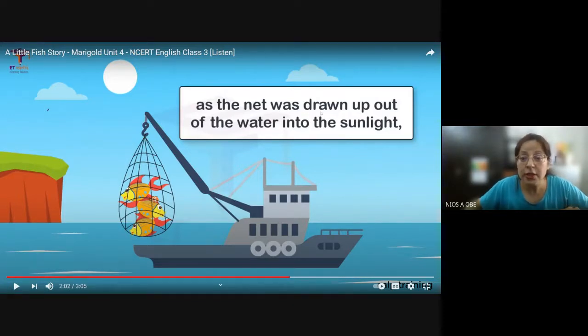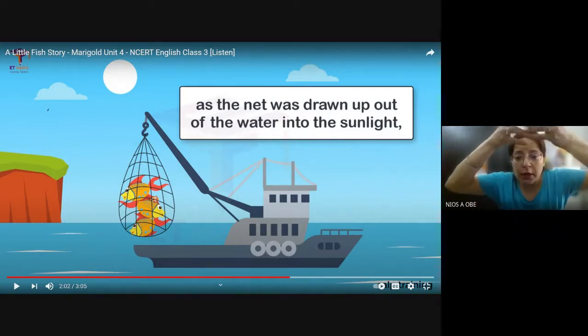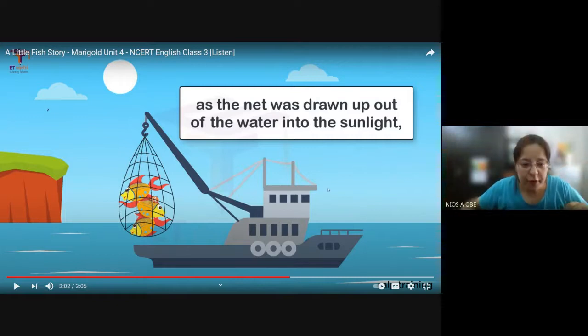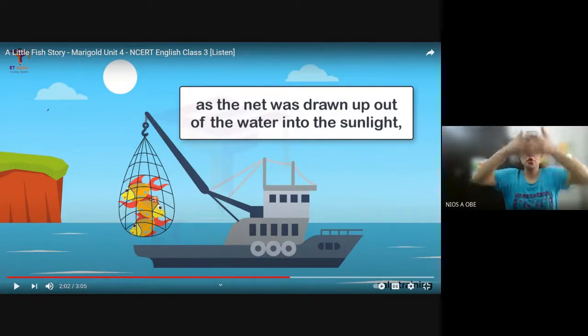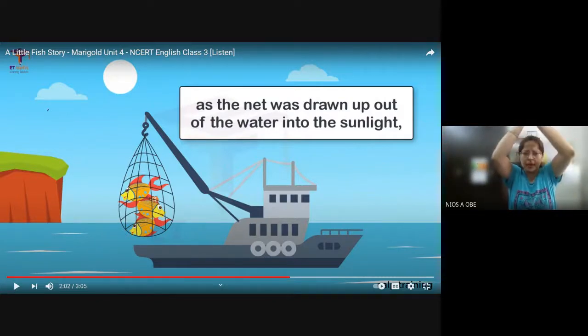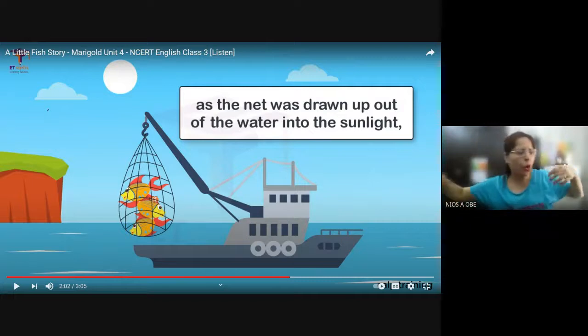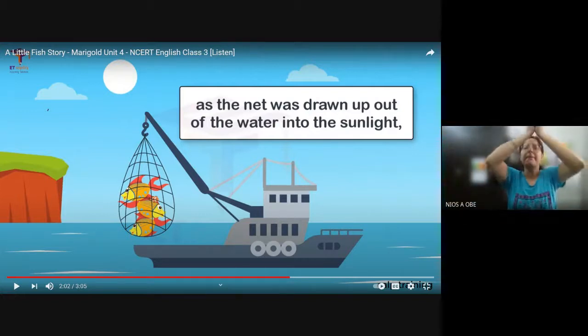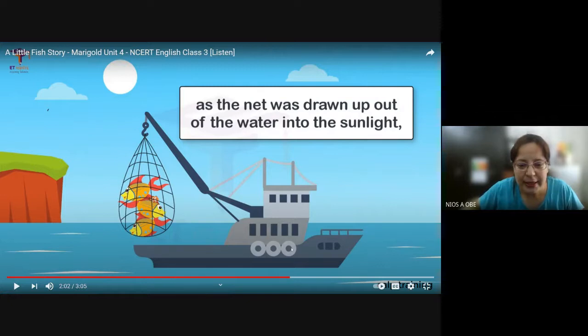As the net was drawn up out of the water into the sunlight. What happens? The net is drawn up out of the water into the sunlight. The fish were inside the ocean, inside the water. They were deep inside the water and suddenly they get caught in a net and the net is pulled up. Show me pulled up. Everybody, pulled up. When you hold something and you pull it up, pull up, pull up. Yes, the net is being pulled up by the fisherman. The fisherman is sitting inside the ship and he pulls up all the fish in the net into the sunlight. They come out of the water.